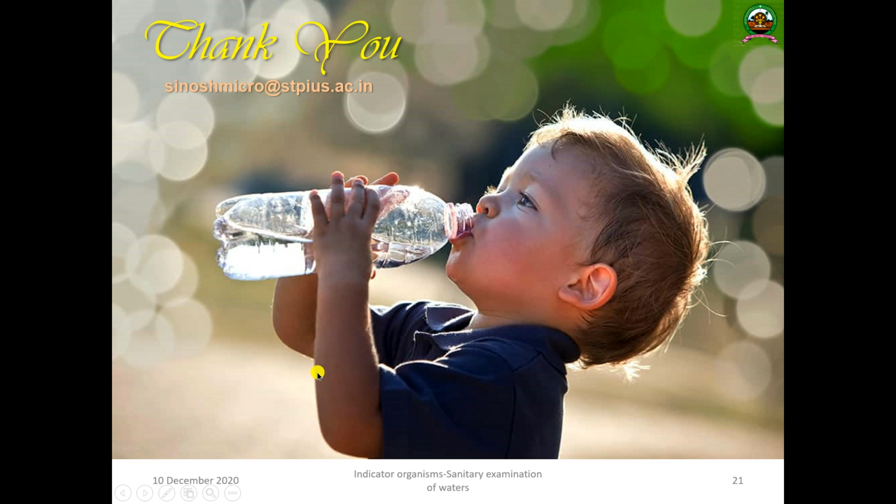Thank you, dear students. Water is so precious. You can see this kid is drinking pure water. We don't prefer plastic bottles when talking about microbiology. Water should be safe to drink, and water is the most precious material in this world. You should preserve water, and by learning these particular things, you should know how to test the quality of the water.